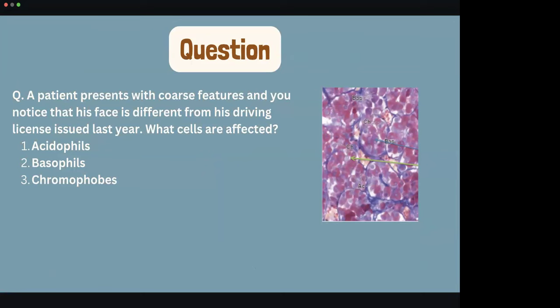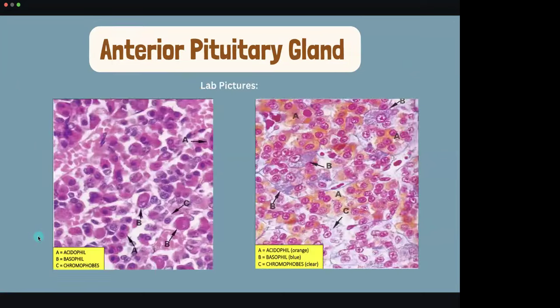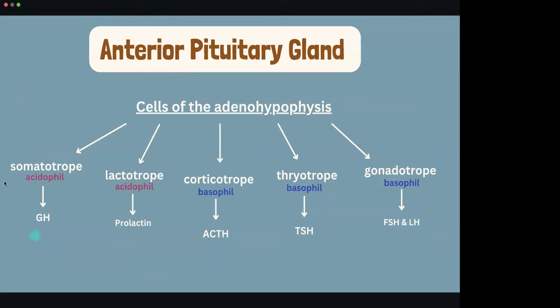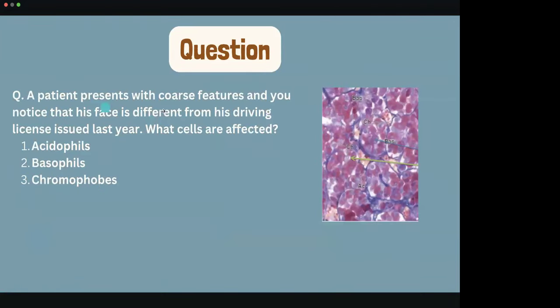Which cells are affected? We mentioned that growth hormone is secreted by somatotropes, which are acidophils. They mentioned coarse features and that his face changed from last year, so they're probably talking about acromegaly, which is a problem in growth hormone. So the answer would be acidophils. This is how he'll be asking you the questions on this.